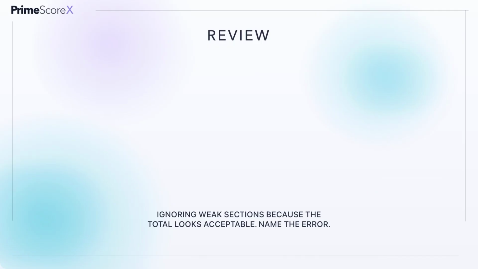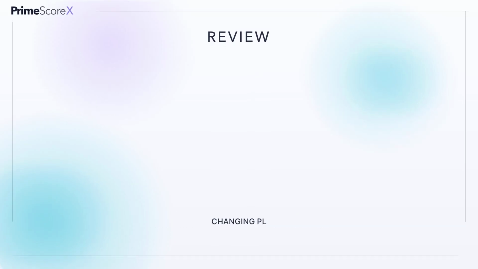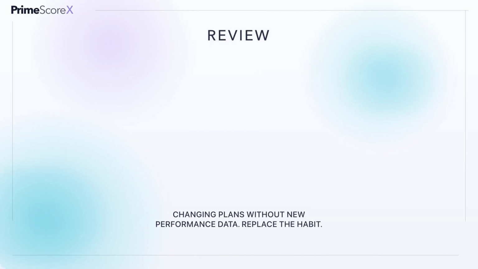When you review, name the exact error. One common issue is ignoring weak sections, because the total looks acceptable. Do not write a vague note like, I need to study more. Write the real cause. Was it timing, vocabulary, unit control, evidence, sequence, calculation, or misreading the prompt? Specific errors create specific fixes.